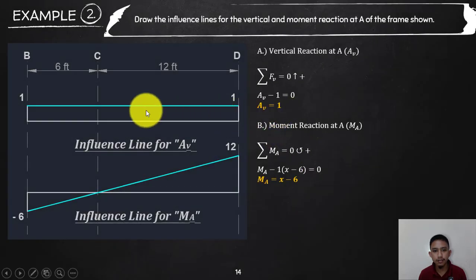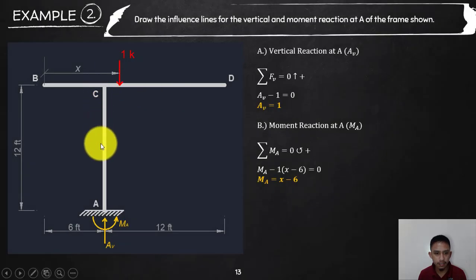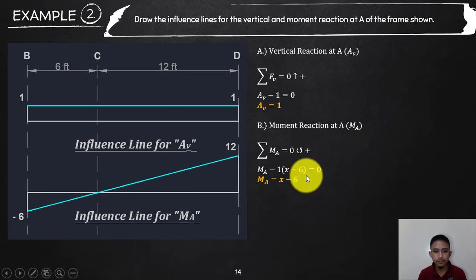This is constant, so it means at any distance that is constant 1. So that is your influence line for AB. And then for MA, this is dictated by the equation. So at x equals 0, substitute, that will be a negative 6. At x, okay, evaluate exactly at C. Exactly at C, actually that is on top of A. So 6, substitute, 6 minus 6 is 0.